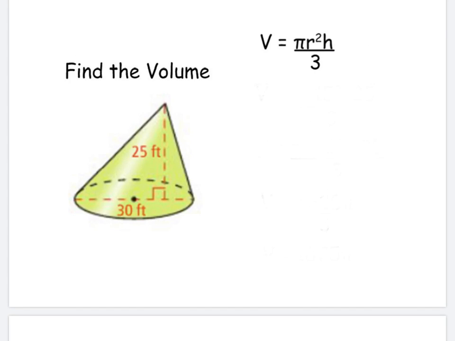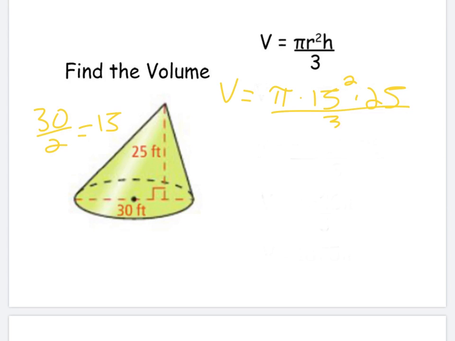If I'm looking at this particular cone, I have the formula volume equals pi r squared h divided by 3. Substituting, volume equals pi times r. Remember, r stands for the radius. In our picture, that line goes all the way through, so I would have to take the 30 and divide it by 2 to get the radius, because the radius only goes from the center to one side. So 30 divided by 2 is 15. My radius is 15, and then it's r squared times the height. The height of that cone is 25, and then I would divide this whole thing by 3.